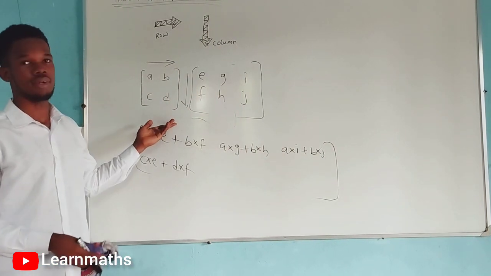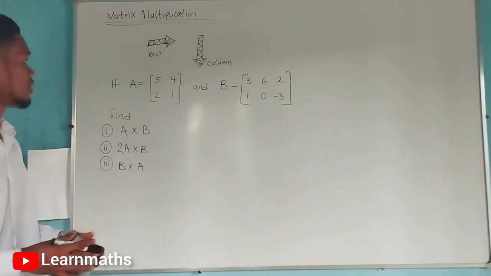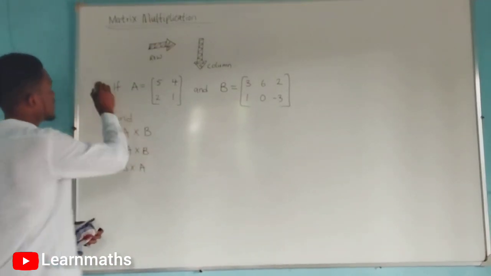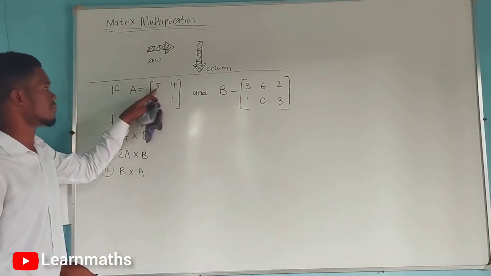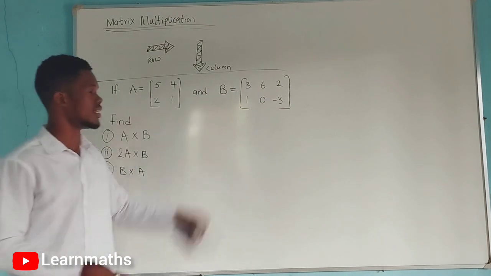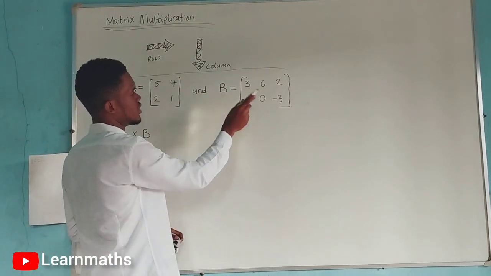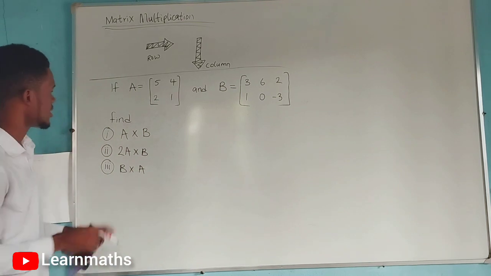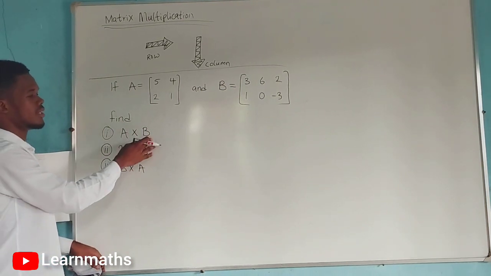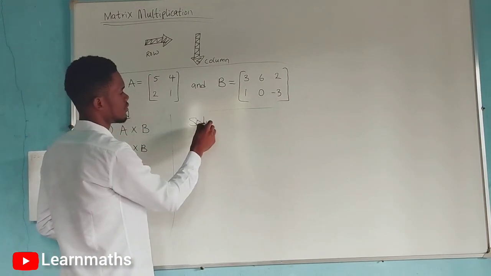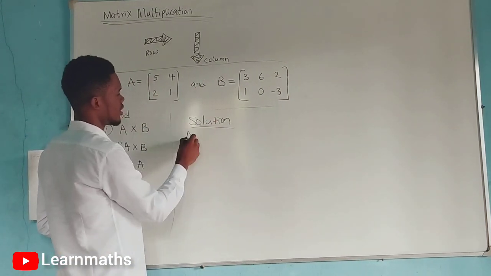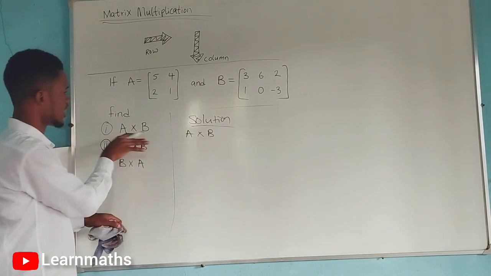So let's take one example on matrix multiplication. We are going to look at this question finally on matrix multiplication, right? The question says, if A is 5, 4, 2, 1, and B is 3, 6, 2, 1, 0, negative 3, find (i) A times B. Now let's find A times B.